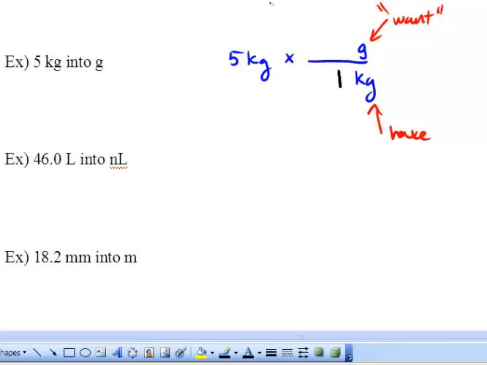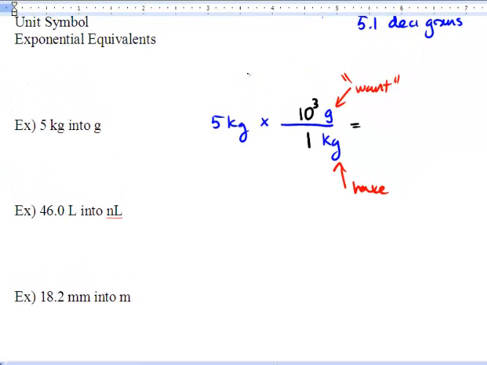It never goes with exponents. Well, what does 1 kilogram mean? Well, it means 10 to the exponent of 3 grams. And we get 5 times 10 to the exponent of 3 grams. And then we're going to cancel, cancel. And we're just left with grams. Let's try one more.